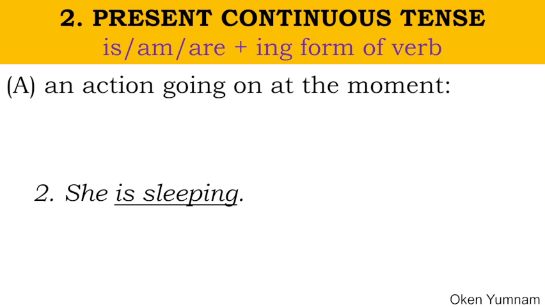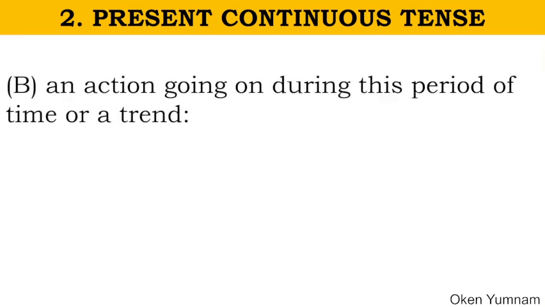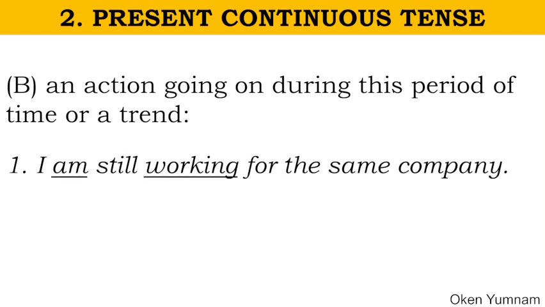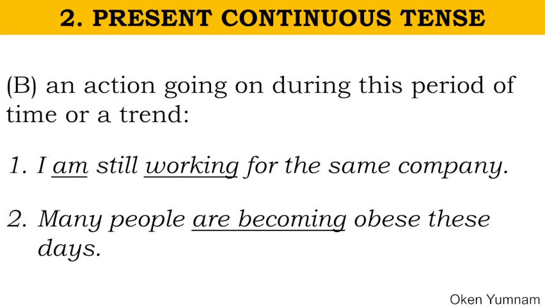So present continuous tense. Another use is an action going on during this period of time or a trend. Let's see here. I'm still working for the same company. Yes, it has been going on for a duration and is still going on. Then another one here, look here. Many people are becoming obese these days. Means it is a trend these days that many people are becoming obese. So we use here, many people are becoming obese because it is a trend at present.